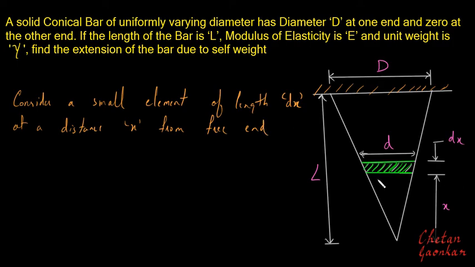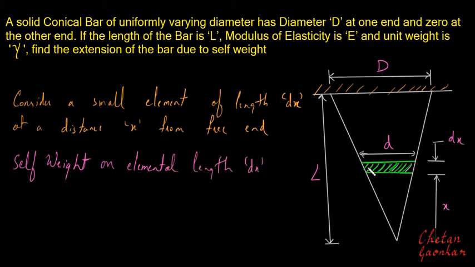And then what will be the load acting on this small element because of this volume? We have given here the unit weight is gamma, right? Therefore how much will be the self weight on this elemental length dx? It will be this volume multiplied by this unit weight.